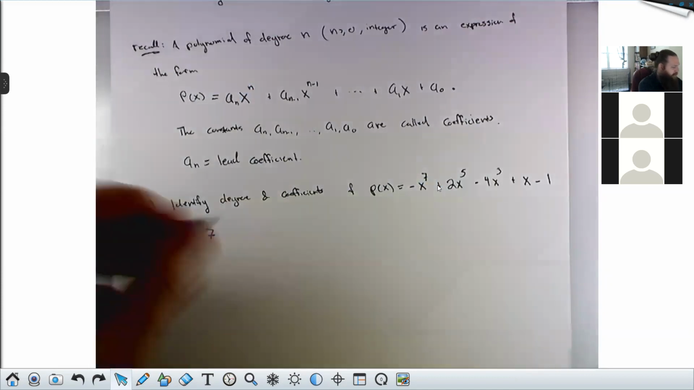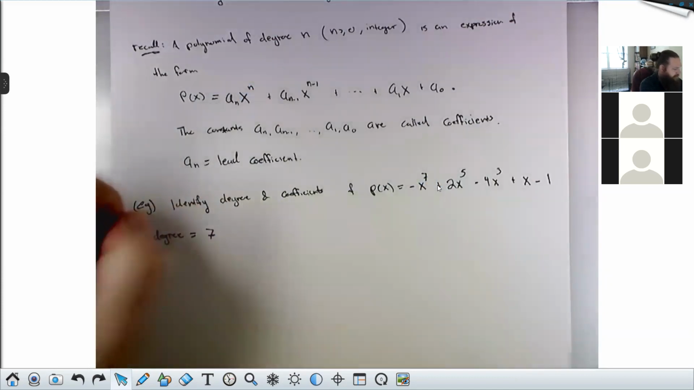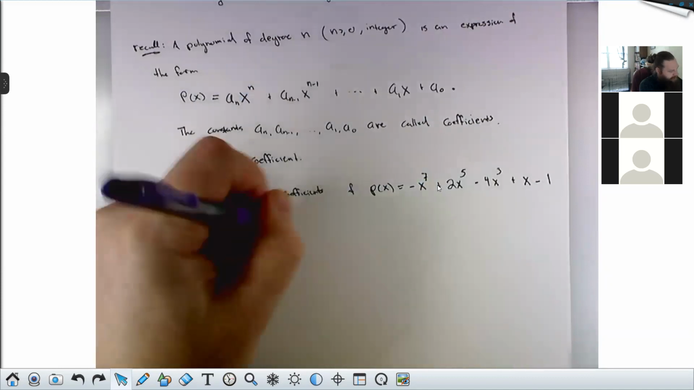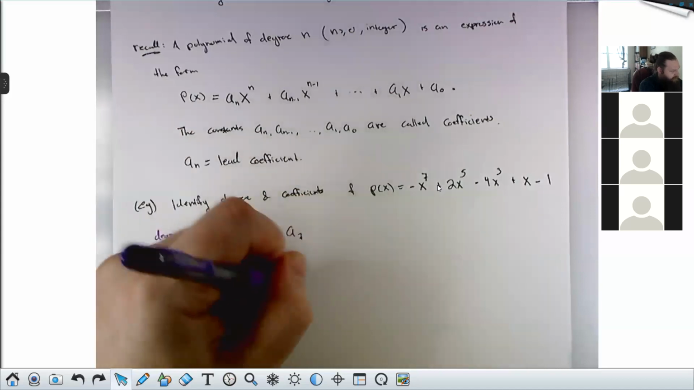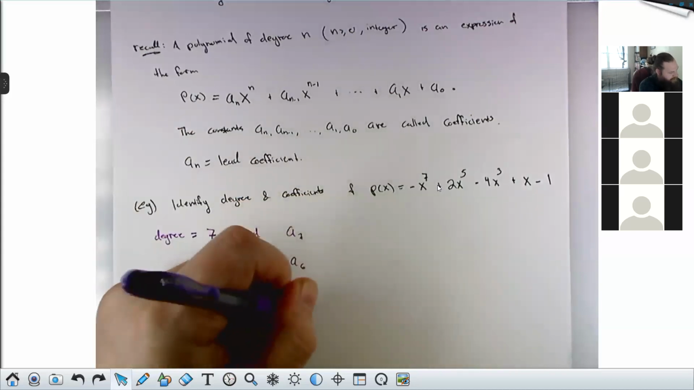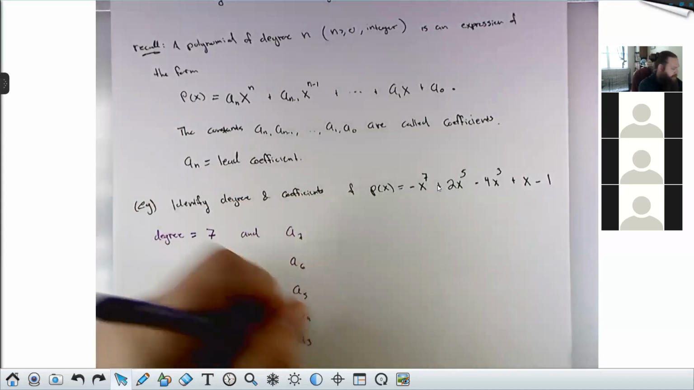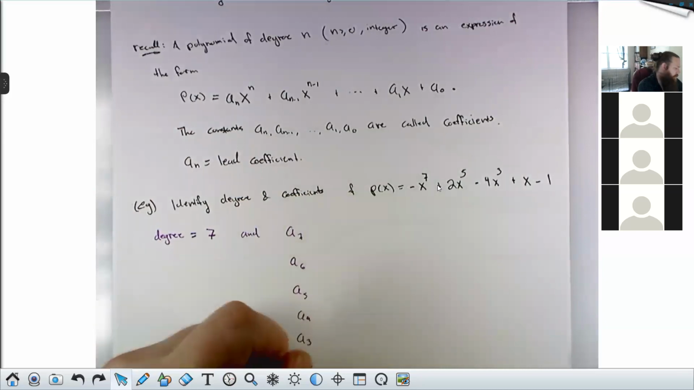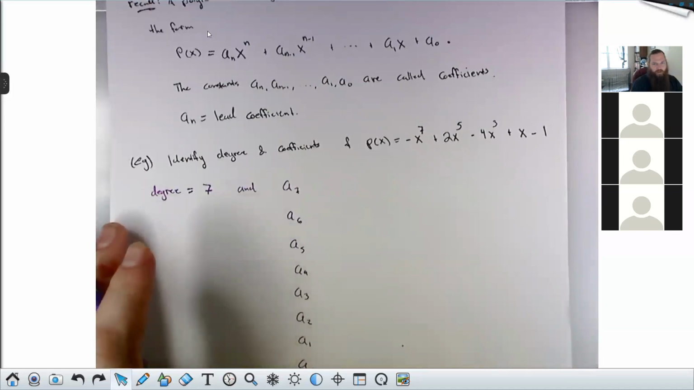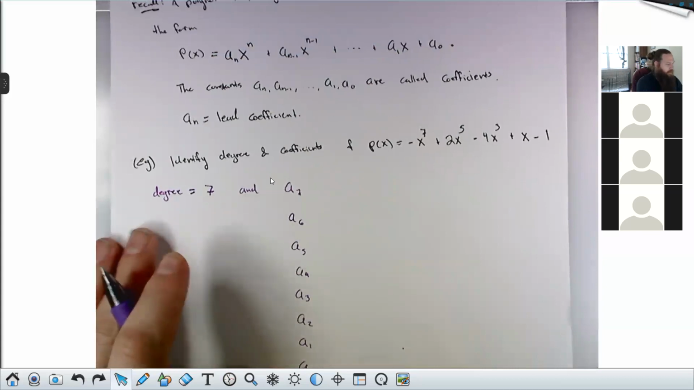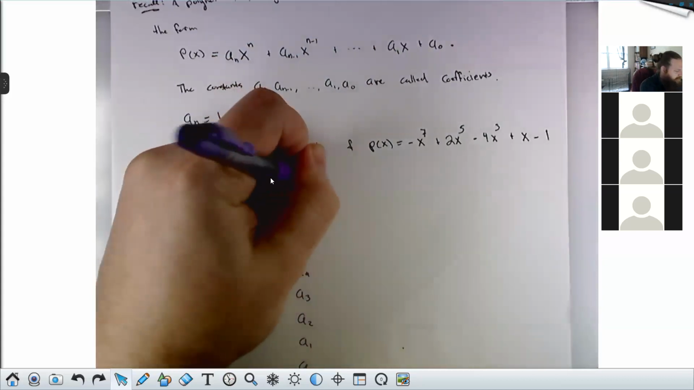And then the coefficients. Those would then be A7, A6, A5, A4, A3, A2, A1, and A0, right? A polynomial of degree n has actually n plus 1 coefficients. So what is the lead coefficient, A7?